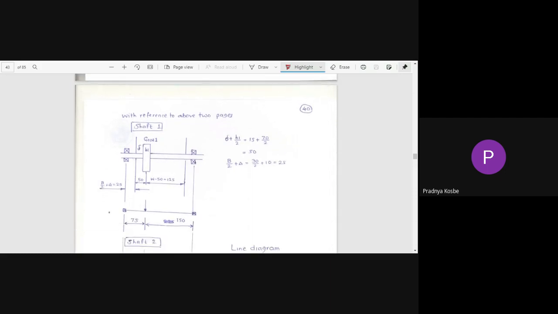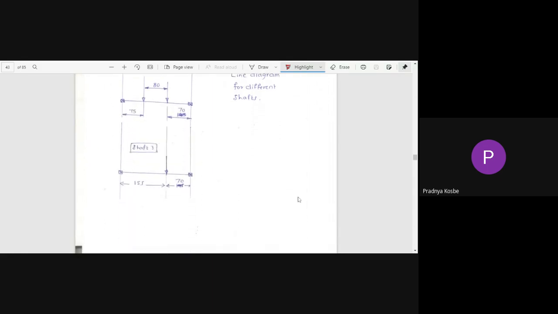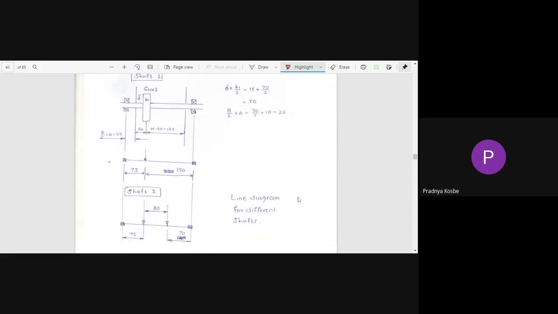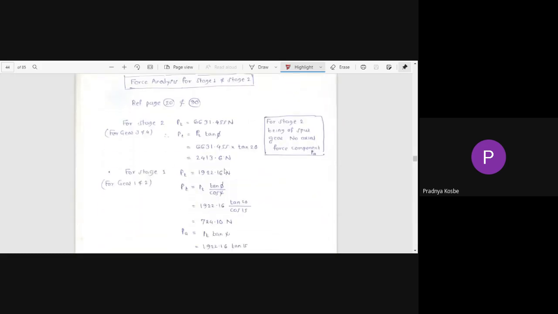So now in the same way we have to find out the center distance of the bearing for shaft 1 also. So it will be this distance, B by 2 plus delta plus del plus B1 by 2. Okay, and you will get the answer. Okay, same way for shaft 2, shaft 3.